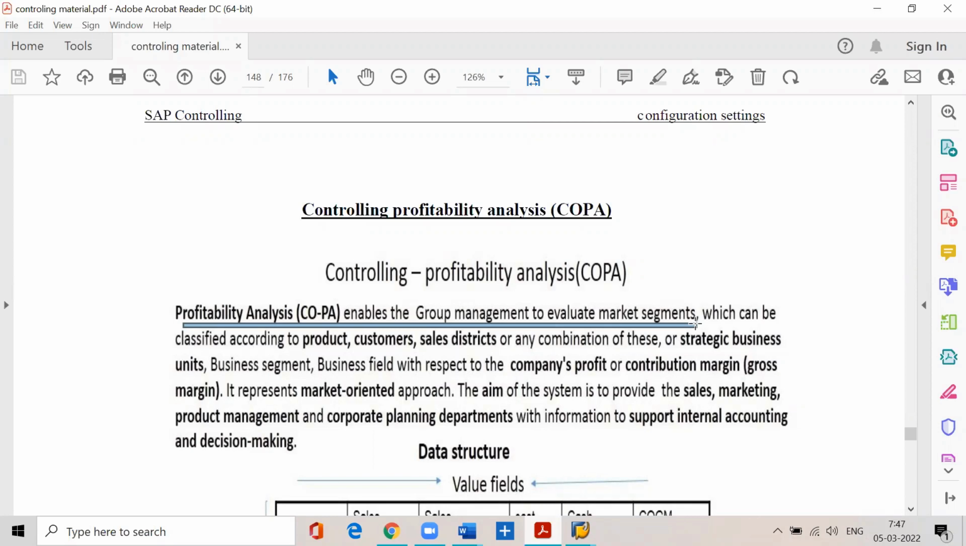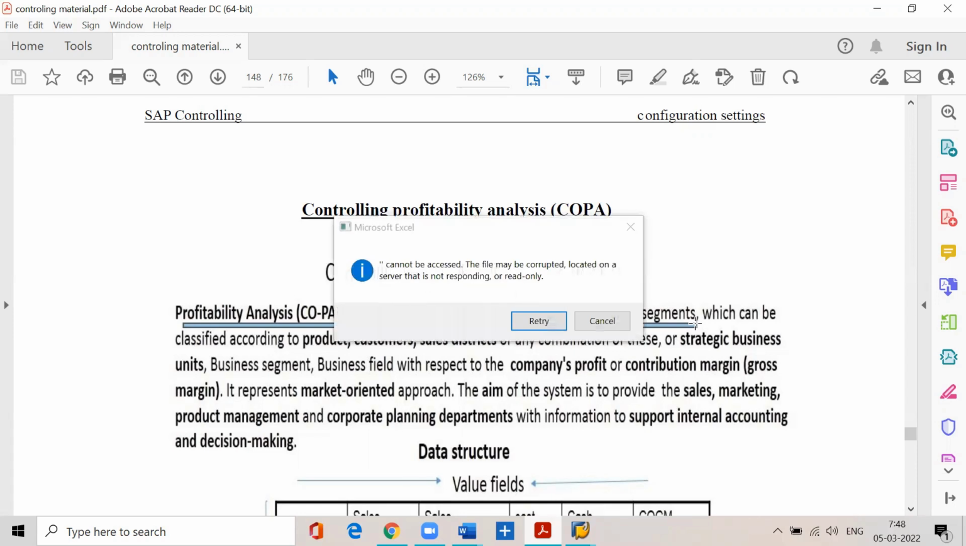Using the COPA, you can analyze the profits of the company according to products or product groups or customer groups or sales offices or any other criteria required by the management. It is the process of analyzing the profits. It's not the process of finding out the profits. If you want to find the profit, we have the profit center account. But here, I want to analyze the profits. Analysis of profits means analysis of profit elements.